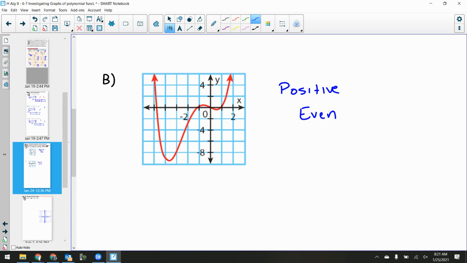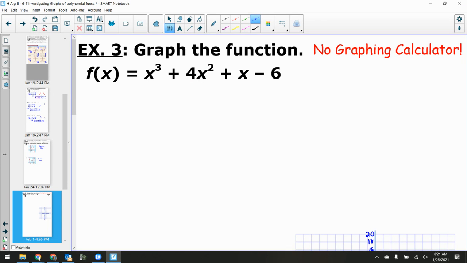Okay, that's not too bad. Okay, so let's take a look at graphing this by hand. No graphing calculator. Now, you can cry uncle and use your graphing calculator on your homework if you really get stuck. But I want you to try to figure it out without your graphing calculator. All right. So here's what we have to do.